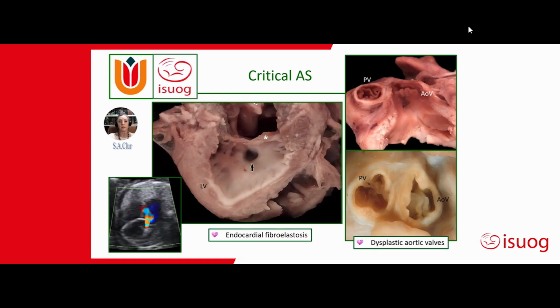In the middle, we see the postmortem specimen of that baby with the poor left ventricular function and endocardial fibroelastosis. Here we see the white lining of the endocardium of the left ventricle, showing us the endocardial fibroelastosis. On the right, we see 2 examples of dysplastic aortic valves. Above with a ventricular septal defect and below a valve that is missing a leaflet.